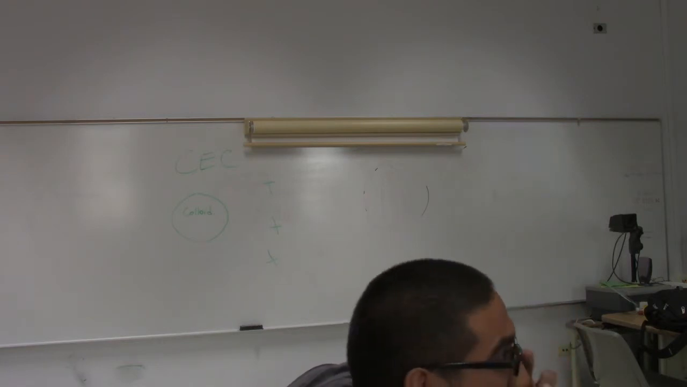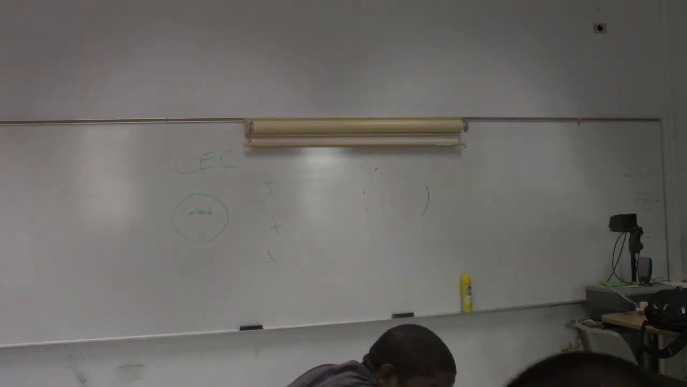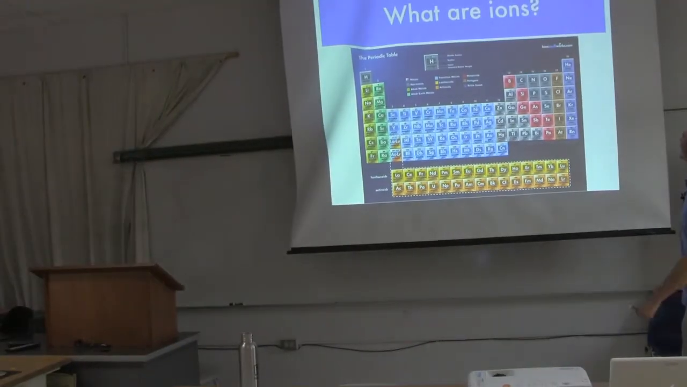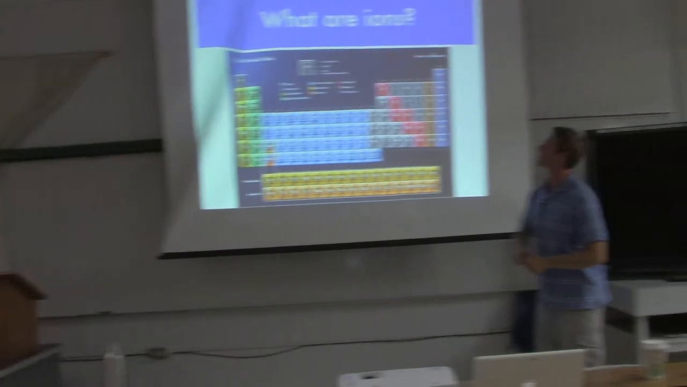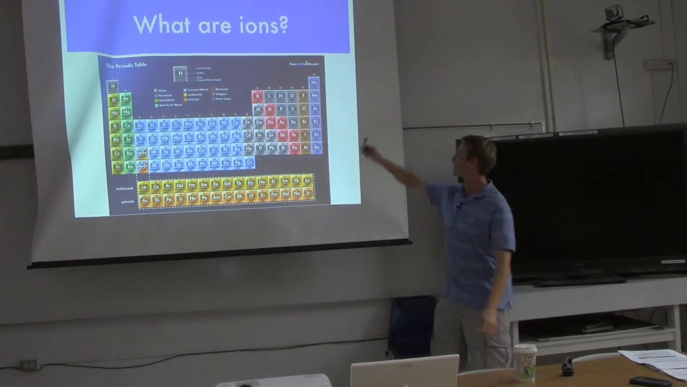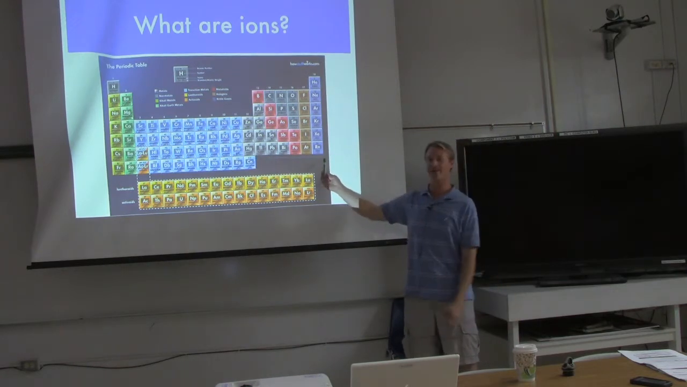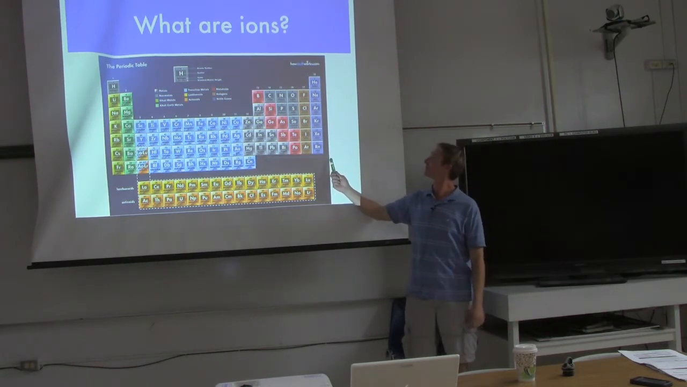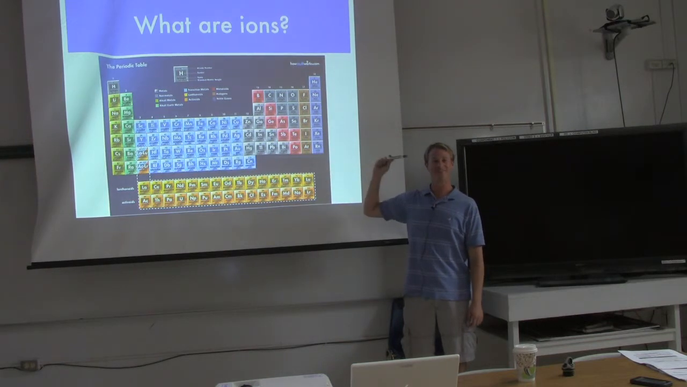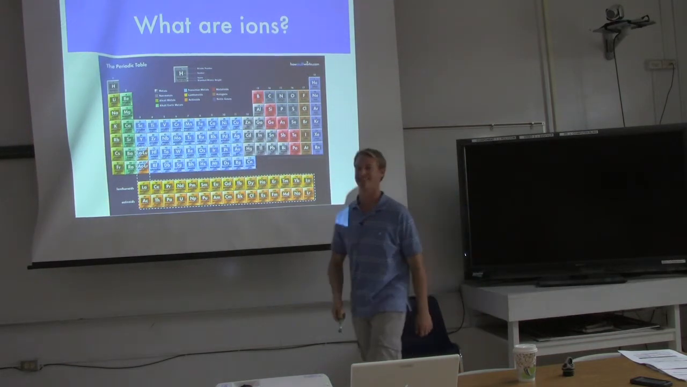I'm going to introduce you to a couple sections of the periodic table. Most important section when I'm talking about ions is all the way over here on the edge. Anybody know what these are called? It's a good try. Noble gases.